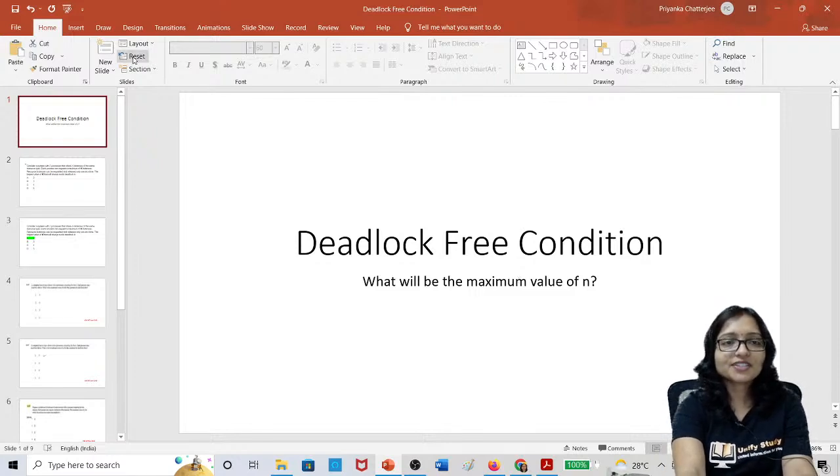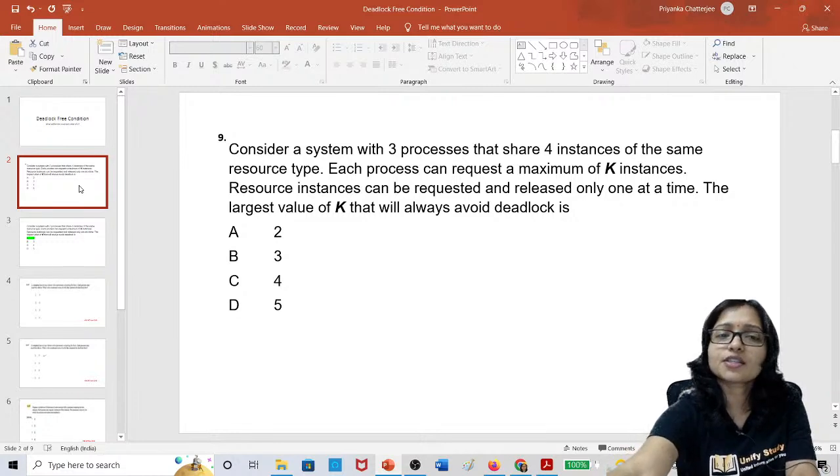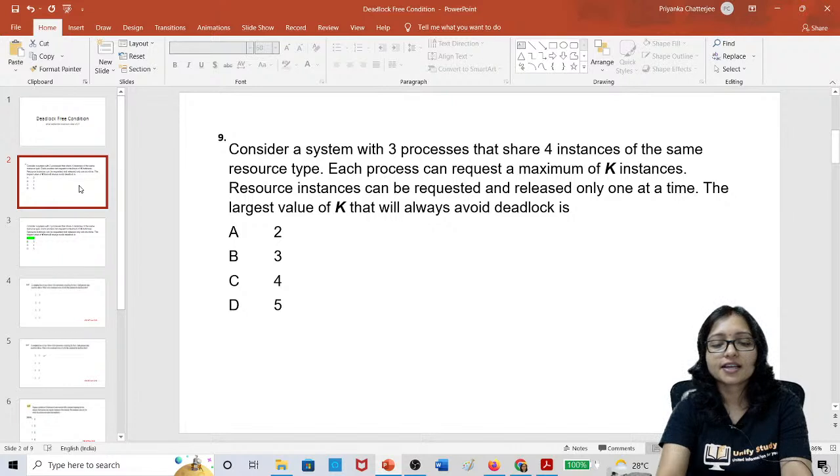So here today I am here to discuss with you the questions where you are always getting confused, that is the deadlock free condition. Students are always getting confused with this numerical: how to solve it, what is the maximum value of n. Ma'am, we are not getting it.